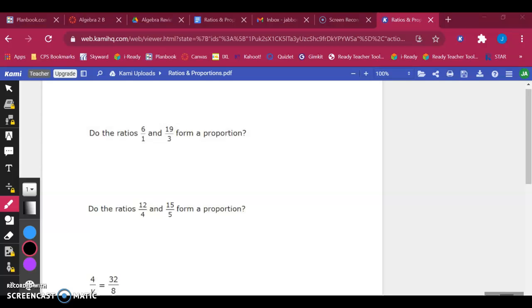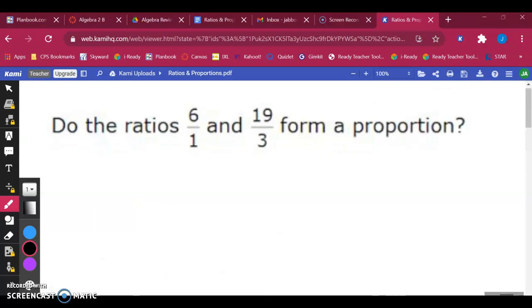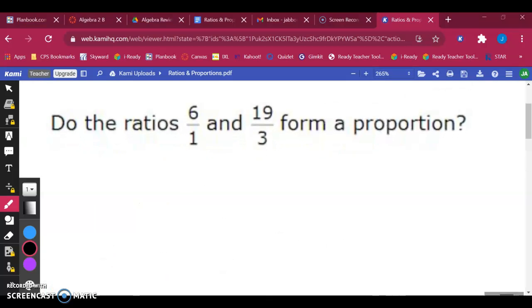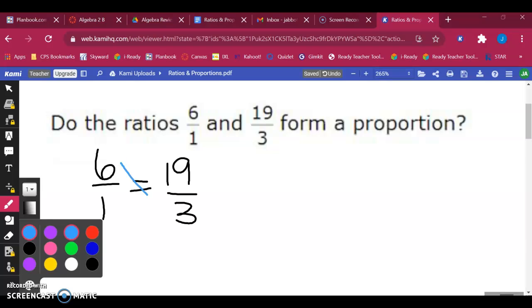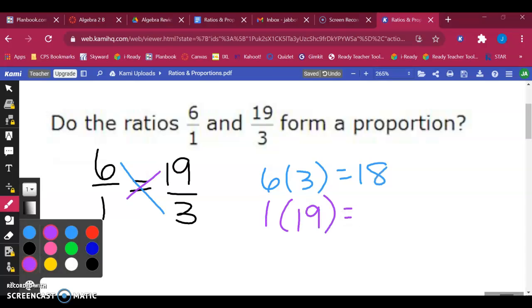So for ratios and proportions review, we are going to try to figure out if these two fractions form a proportion. So is 6 over 1 equal to 19 over 3? There's a couple different ways you can do this. We can cross multiply, so 6 times 3 would give us 18, and then 1 times 19 would give us 19, and those are not equal, so no, this is not a proportion.